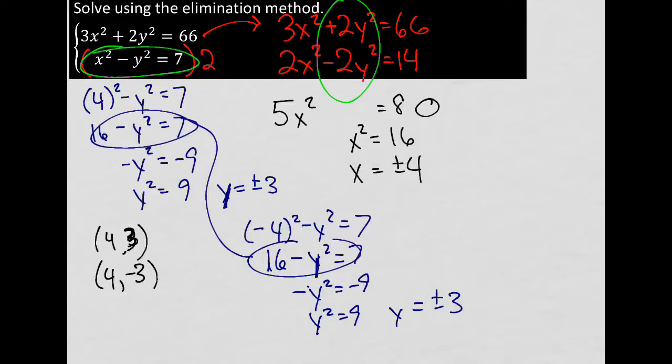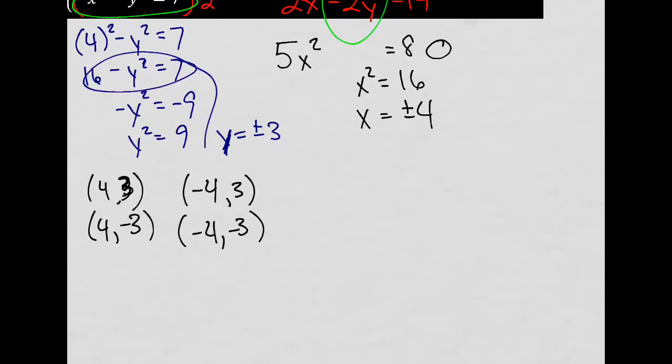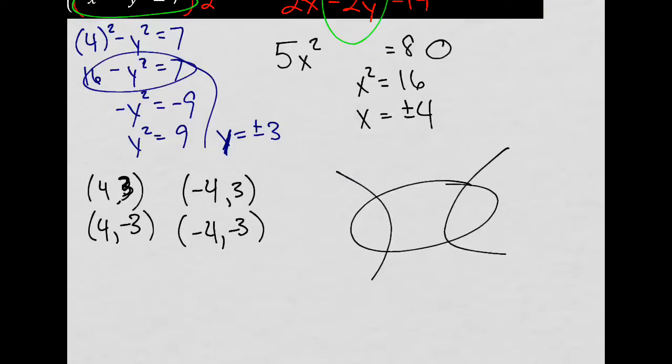But notice what we plugged in this time. This time we plugged in x equals negative 4. And so when x equals negative 4, y equals 3. And if x equals negative 4, y equals negative 3. And I hear what you're saying, that doesn't even make sense. But doesn't it kind of make sense? Remember that we had an ellipse, which looks something like this, and a hyperbola, which probably looks something like this. And so I think these four answers make sense.